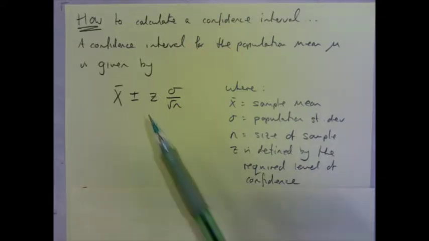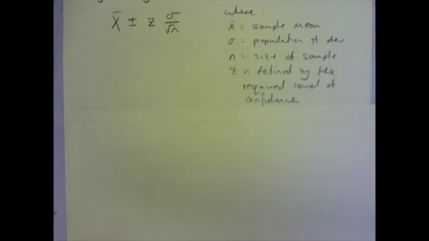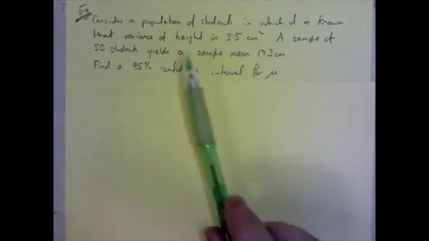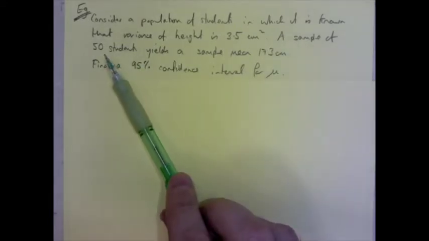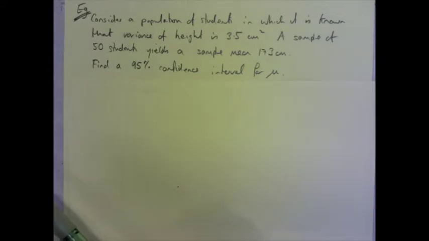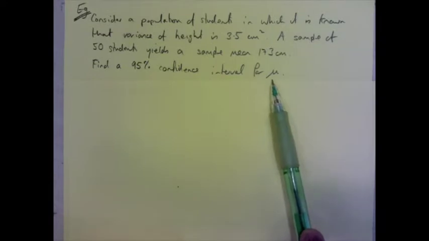And this value of z is defined by the required level of confidence that you need, whether it's a 95% confidence interval, 99%, and so on. I'll show you how that works with a particular example. I'm going to consider a population of students. I'm going to tell you that the variance of the population is 3.5. A sample of 50 gives me a sample mean of 173. And I'm going to use that information to find a 95% confidence interval for mu.